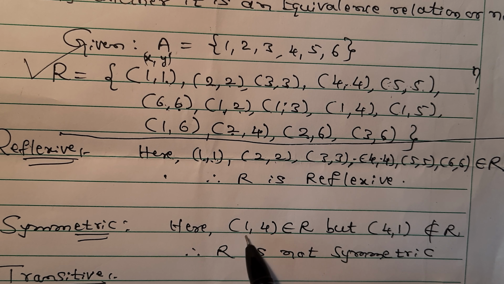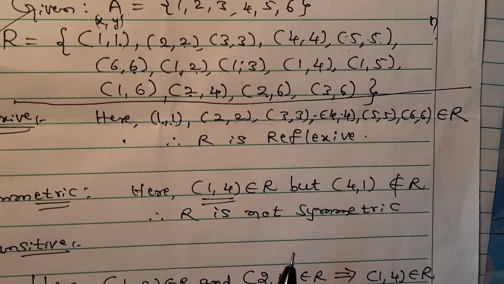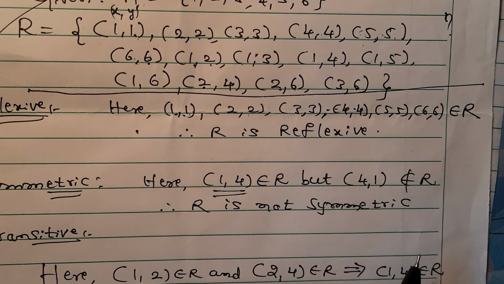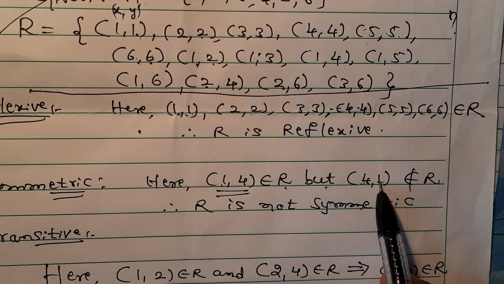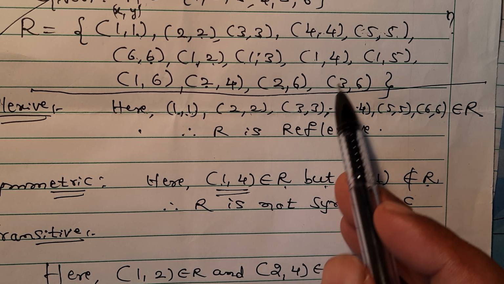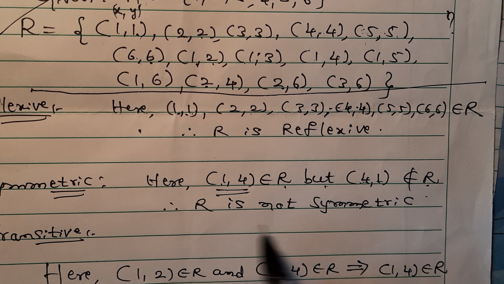Now symmetric. You take any one pair here. I have taken (1,4). So 1 divides 4, it belongs to R. But as the rule says, you change the order here, (4,1), but it does not belong to R. So here (4,1) is not there. So it is not symmetric.